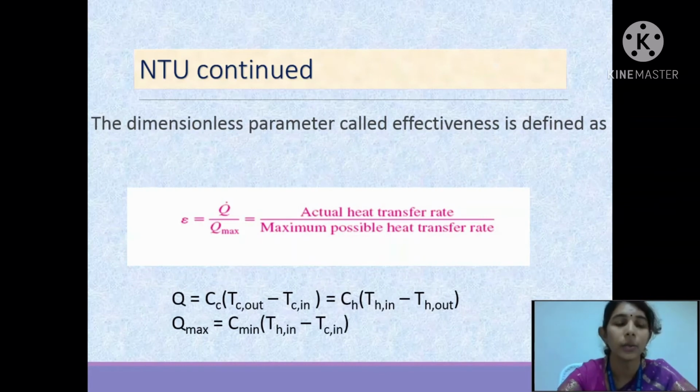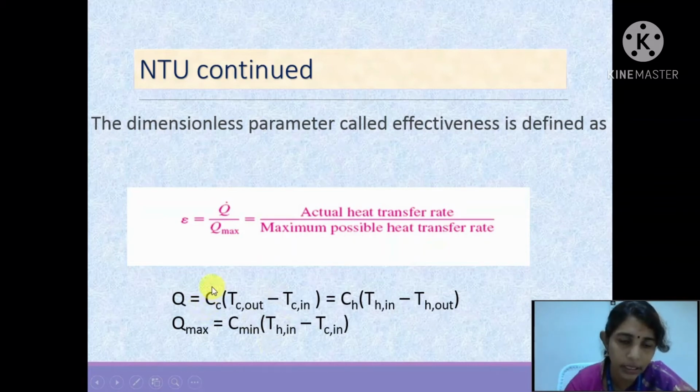Alright, so the next is the dimensionless parameter. The dimensionless parameter effectiveness is introduced here. Effectiveness is defined as the ratio between actual heat transfer and maximum possible heat transfer. When I say actual heat transfer, it is determined from the heat transfer equation, that is C delta T, where delta T will be TC outlet minus TC inlet, or TH inlet minus TH outlet. With reference to any fluid, we can calculate this heat transfer. This capital C is the capacity rate. It is the product of mass flow rate and specific heat. So this is the actual heat transfer rate.